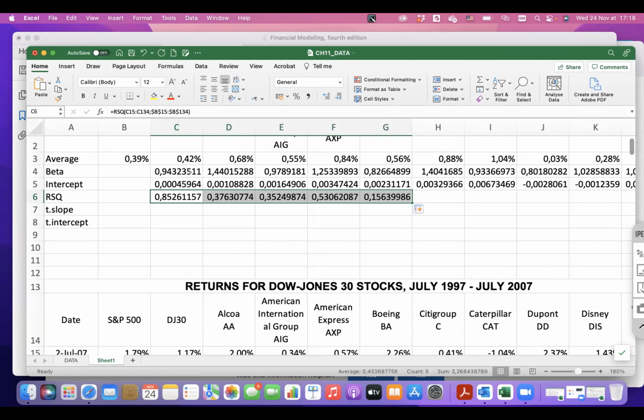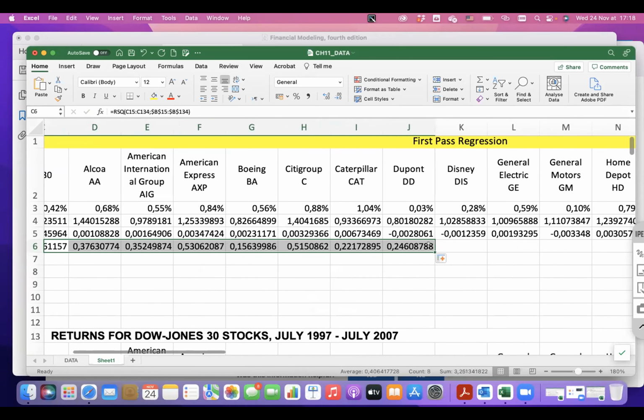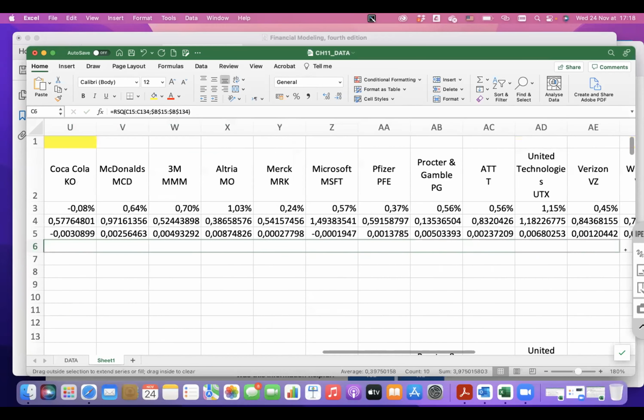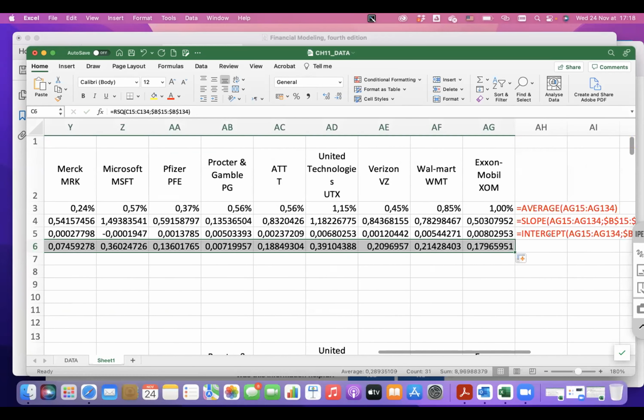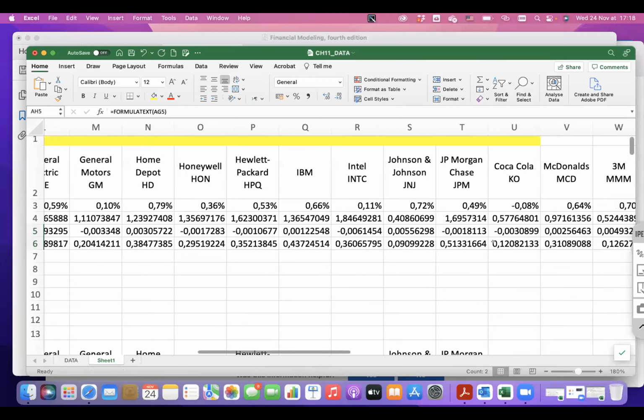We don't care much about Dow Jones because we care more about individual stocks, right? So 0.15, 51, 22, 24. So they're acceptable as R squared. 43, 28. The last one is almost 18%. So they are pretty acceptable as R squared.